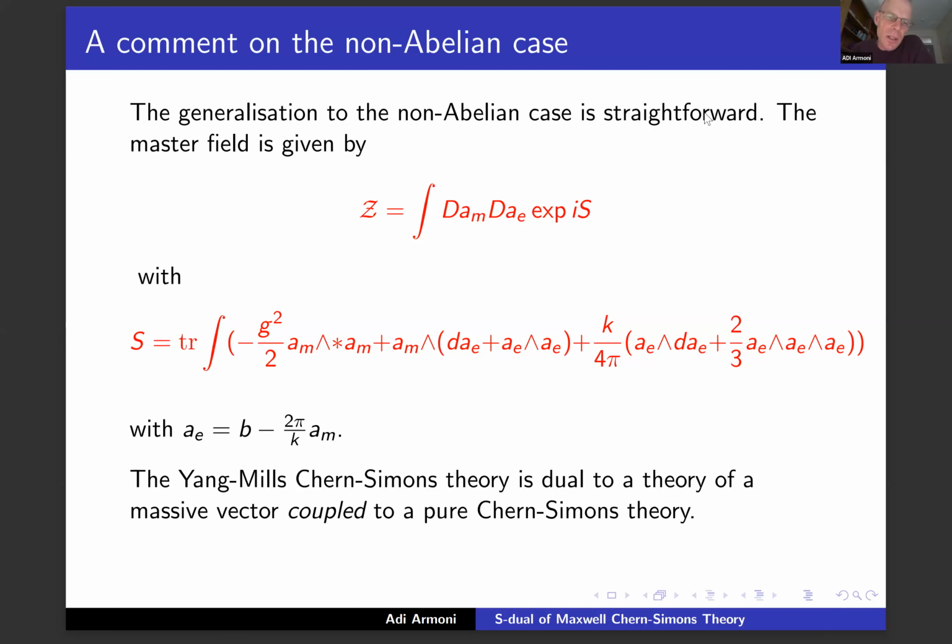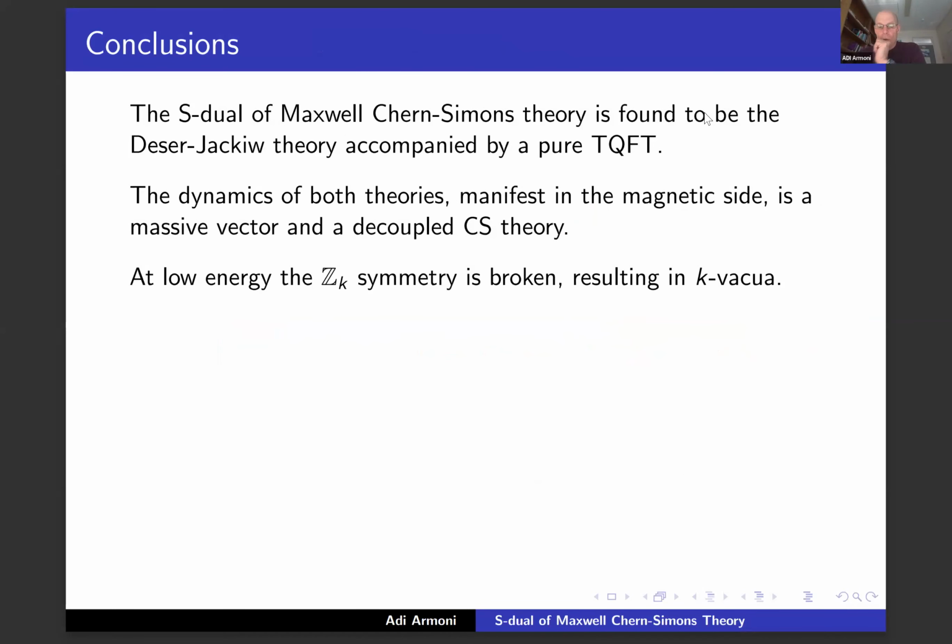And on the way I learned something about the dynamics of Yang-Mills-Chern-Simons, that indeed there is a massive vector, there is a topological piece, but they also interact with each other. So that's the dynamics. Right, so I'm finishing on time.